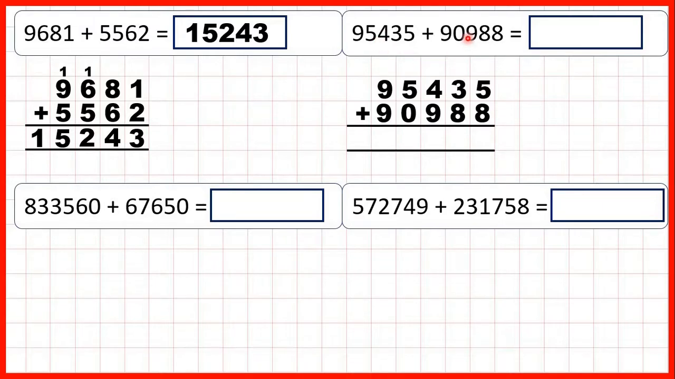Now we have 95,435 plus 90,988. Again, we start on the right. 5 plus 8 is 13, so 1 3.